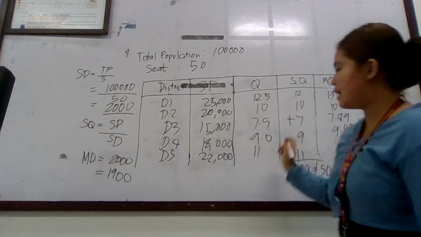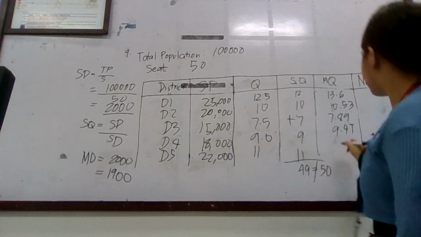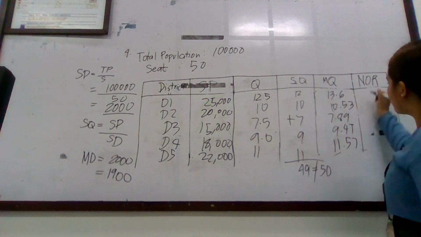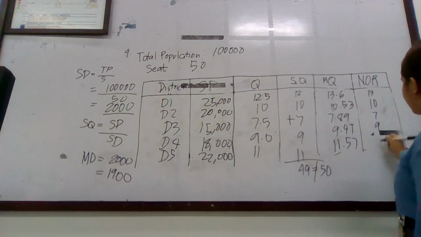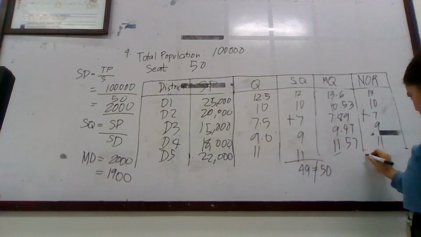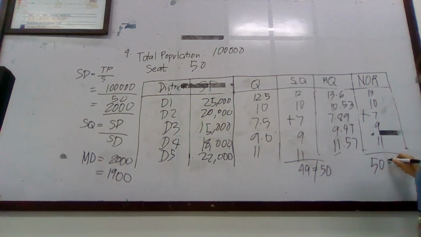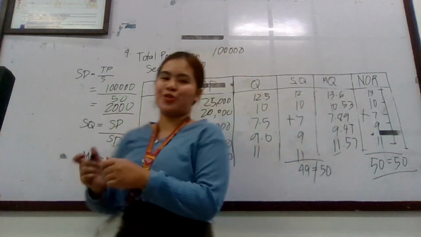And lastly, 22,000 divided by 1,900 will give us 11.7. So let us get its whole numbers. So we have 15, 10, 7, 9, and 11. Let's add up together. So this will give us 50, which is equal to 50. So these are the exact number of representatives per district.